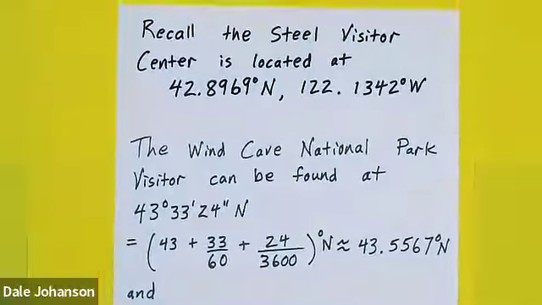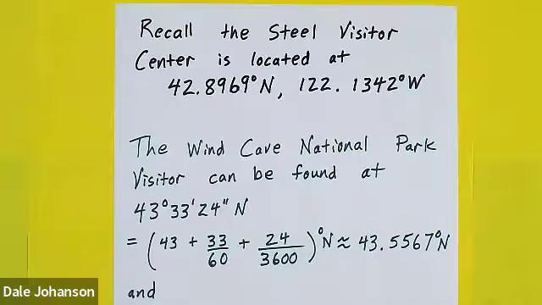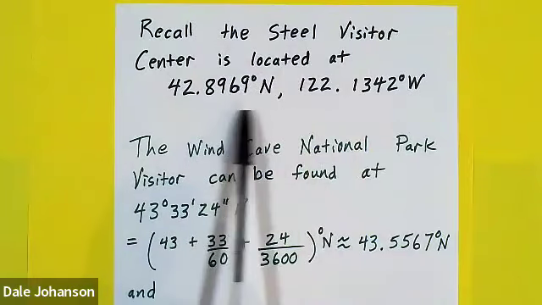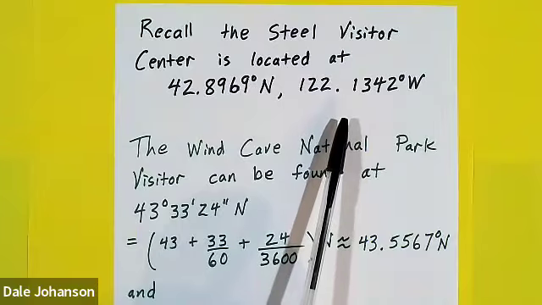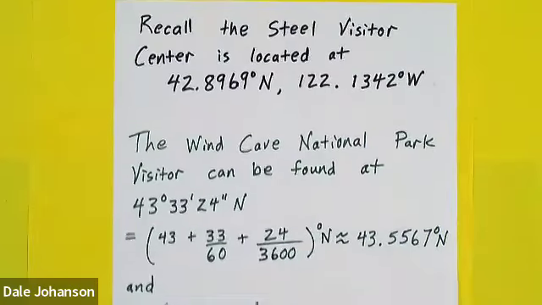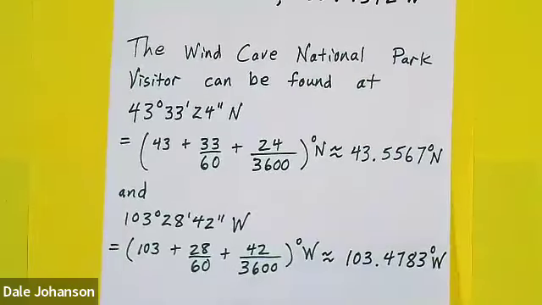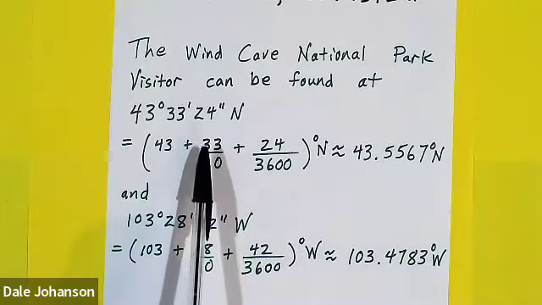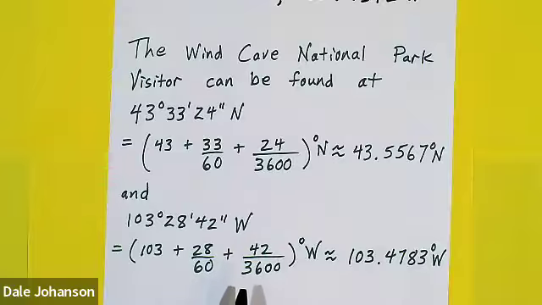We can recall from our fourth video that Steele Visitor Center is located at these coordinates. Now, the Wind Cave National Park Visitor Center can be found at these coordinates. Once again, each of the coordinates in degrees, minutes, and seconds is converted to degree decimal form, rounding to 4 decimal places.